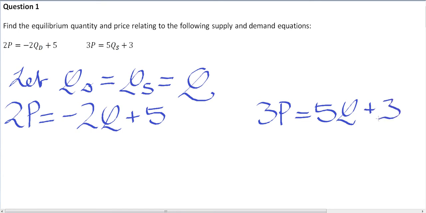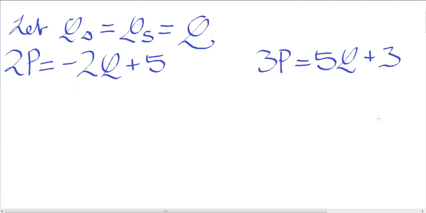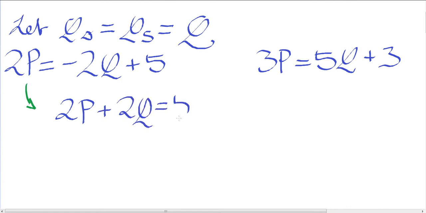Now what do I have now? I have two equations with two variables. What are they called? They're called simultaneous equations. It's the same as x and y. So what we do is we get all the letters to one side on each equation and write the equations one over the other. So I'll take this first equation down here and put all the letters on one side: 2p plus 2q equals 5.